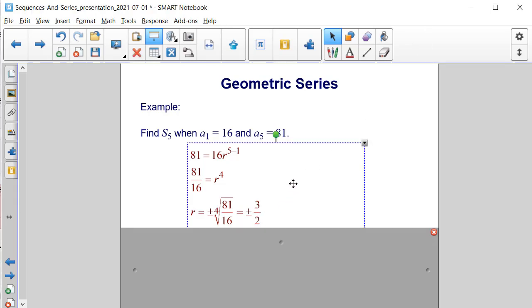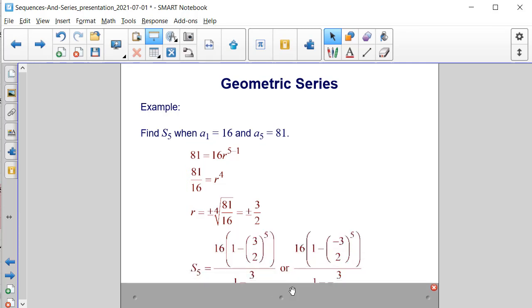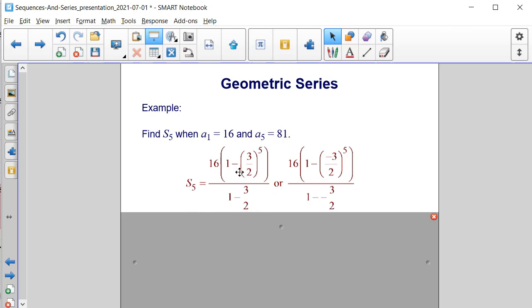Now we can substitute all the values that we have into our geometric series formula to find the sum. So the sum of our 5 terms is equal to our first term, 16, times 1 minus 3/2 raised to the 5th. This is the positive option, and then over 1 minus 3/2. We also have to consider the negative option. So we have 16 times the quantity 1 minus negative 3/2 raised to the 5th power over 1 minus negative 3/2. Now let's evaluate these expressions.